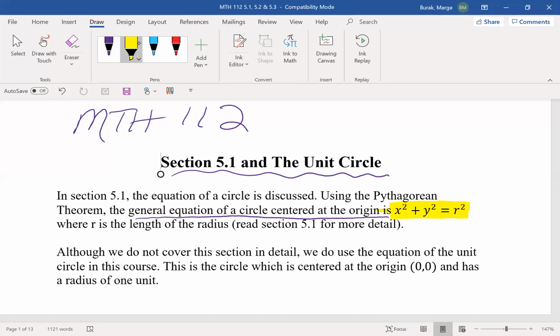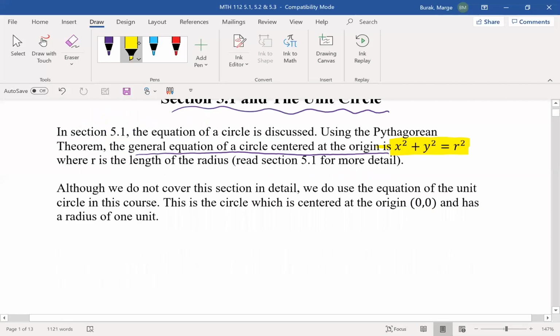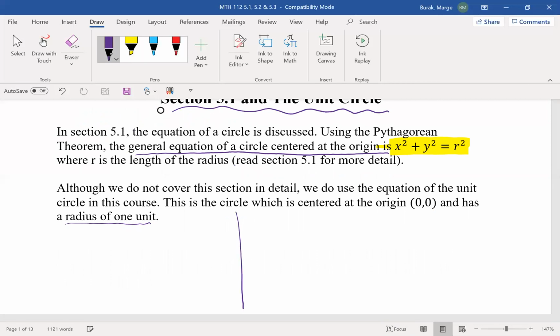Okay, so let's see what this is talking about. The radius in the unit circle is 1. So if we had our x and y axes, and we went out 1 unit here, that point would be 1, 0. And if we went up 1 unit, that point would be 0, 1. And if we went left 1 unit, that would be negative 1, 0. And then if we went down 1 unit, that would be 0, negative 1.